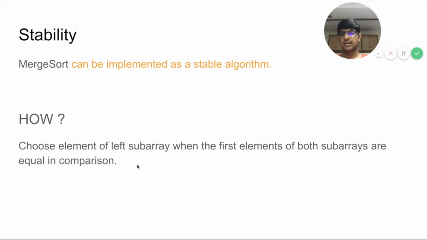Now, the question that arises is whether or not merge sort is a stable procedure and an in-place procedure. It is now that we will address these two issues. Merge sort can be implemented as a stable algorithm if we choose the element of the left subarray when the first elements of both the subarrays are equal in comparison and add that element to the final array, then the resultant merge sort implementation will turn out to be stable.